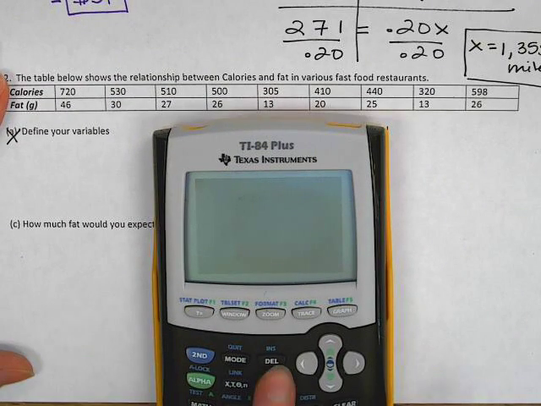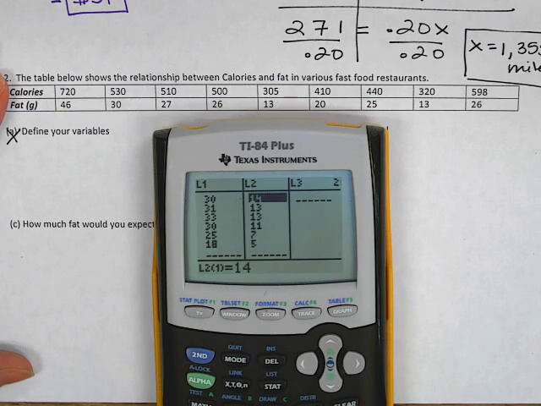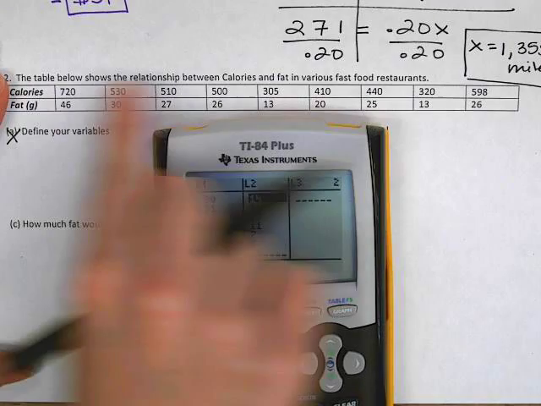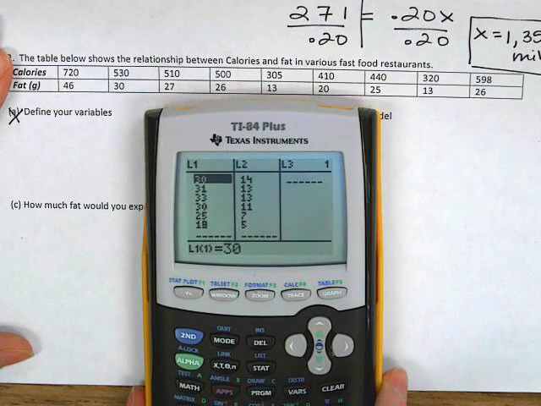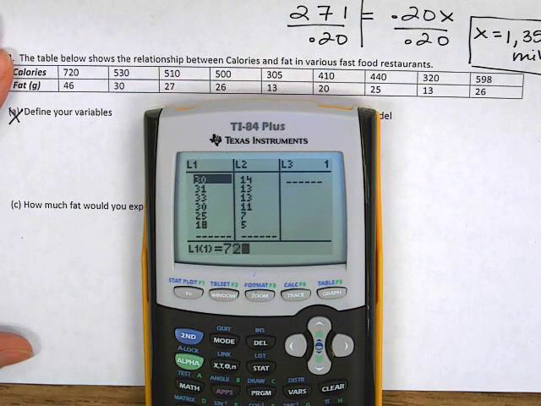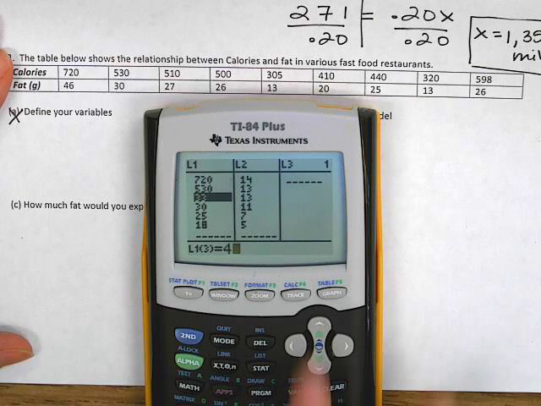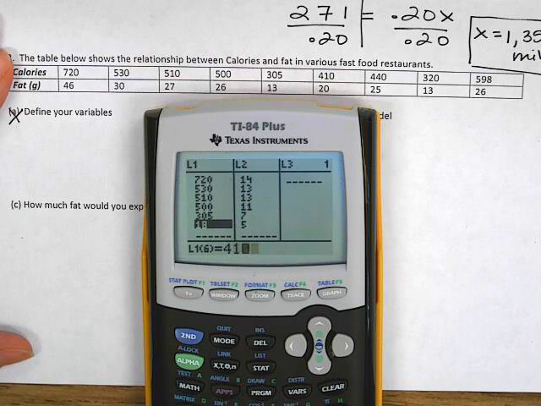Okay, so stat, edit, and then if you have more numbers than you have, you don't even have to clear. You can just write right over it. So 720, enter. It's just going to go right over it. 530, 510, 500, 305. Just make sure you hit enter every time so it's overriding it.